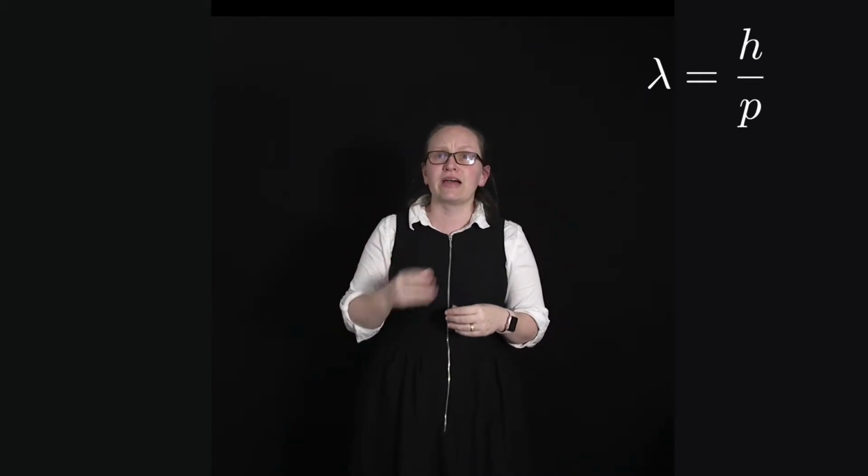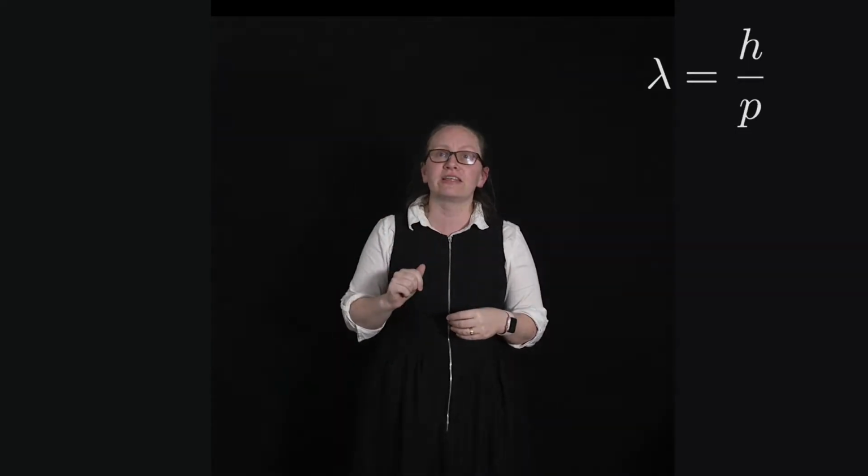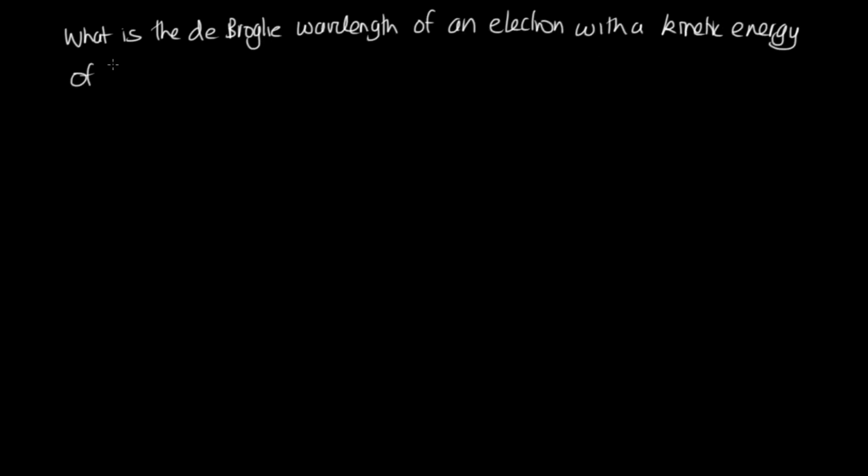So let's do an example now where we'll calculate the wavelength of an electron. So the problem: what is the de Broglie wavelength of an electron with a kinetic energy of 120 electron volts? So we're going to need to use our de Broglie wavelength equation. Lambda is equal to h over p, and p, that's the momentum, is equal to mv. And what we're told about is the kinetic energy, which is a half mv squared. So we know this, and to work out the wavelength, we need to get p. So we need to convert our kinetic energy to being in terms of p.